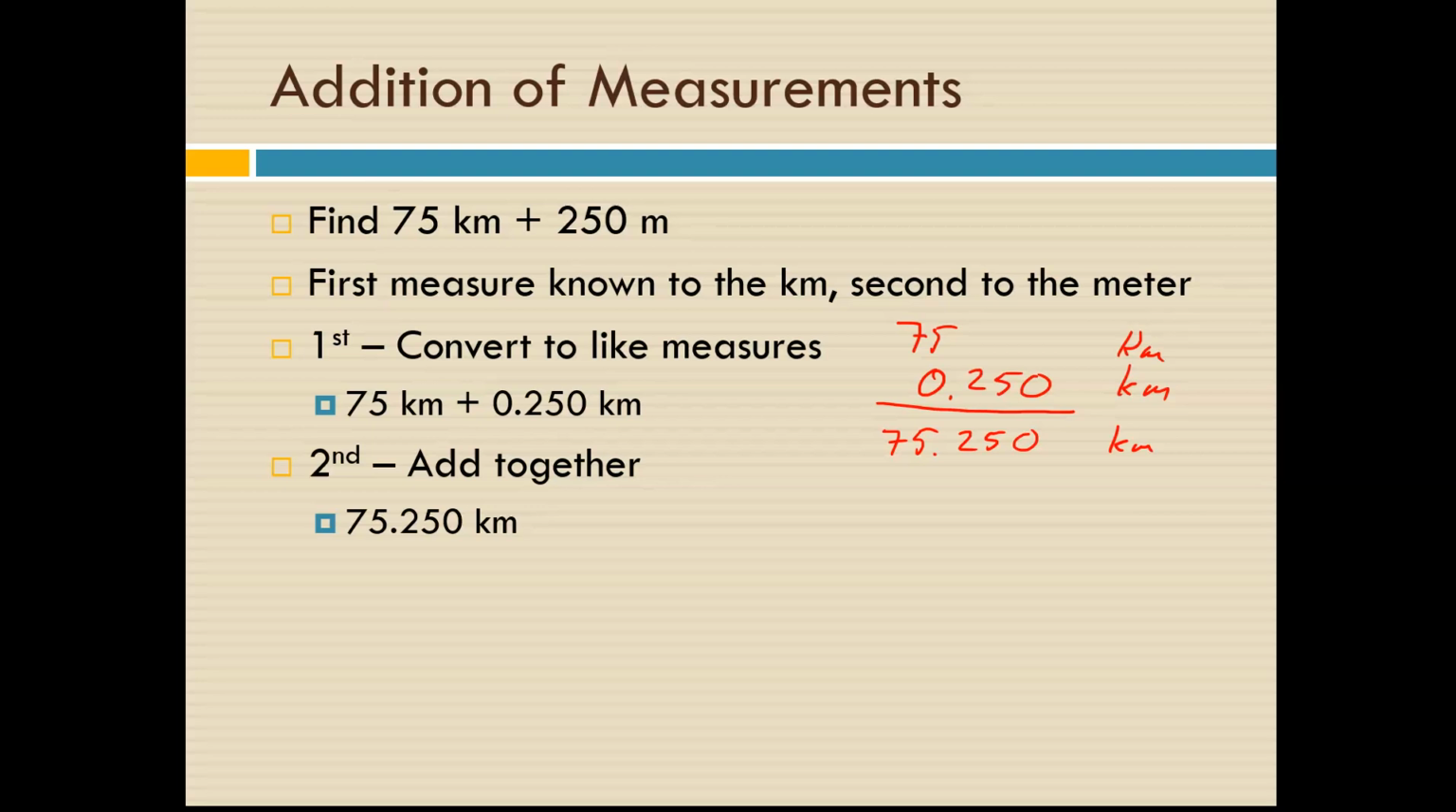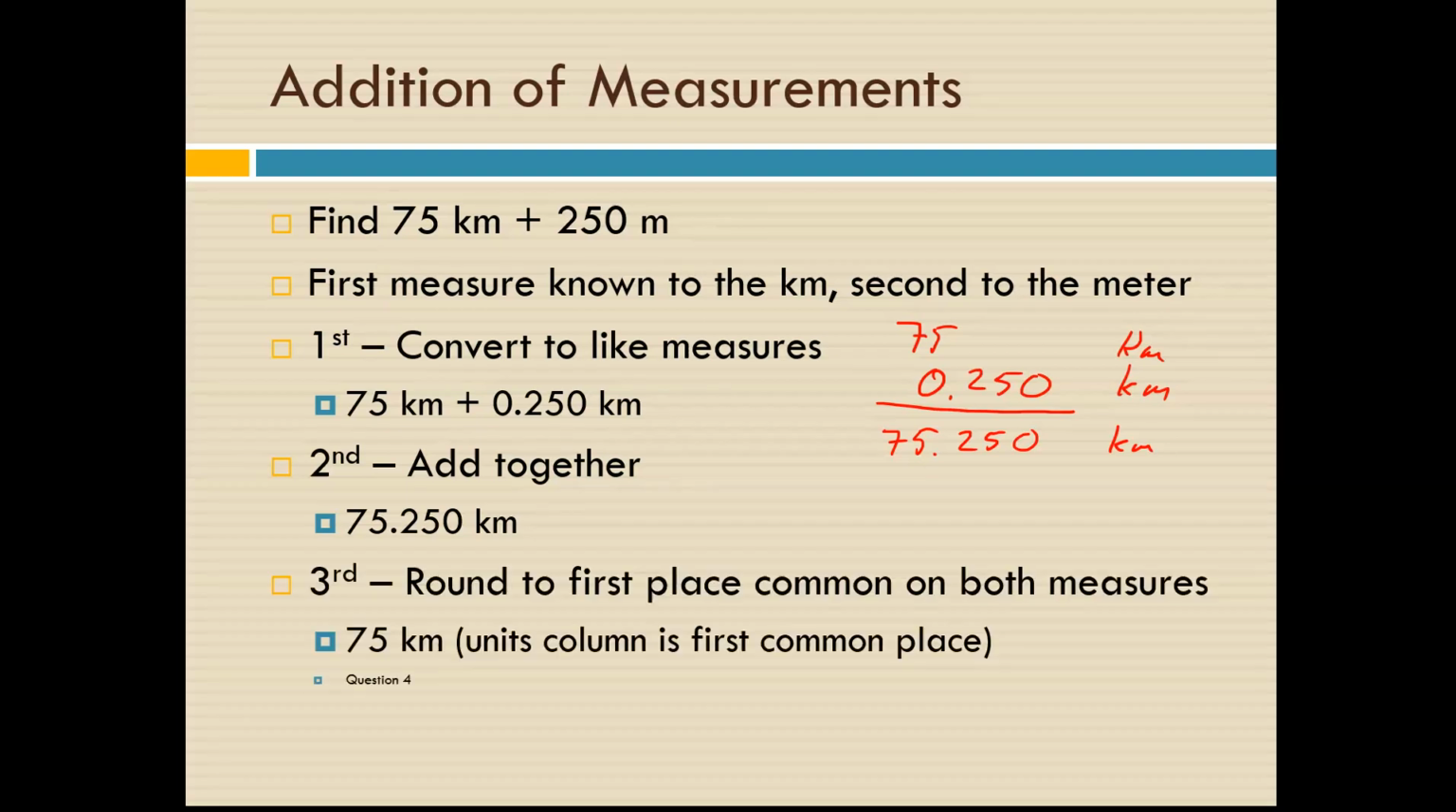It could be anywhere from 74.500 to 75.499. Right? That's how we would round it if we were measuring down to kilometers. So our first measurement's only good to the kilometer. Our second measurement is good to the meter. I cannot create precision. That's the big rule of thumb. So what I'm going to do is round my answer to the first column that is common to both measurements. What I mean is this.